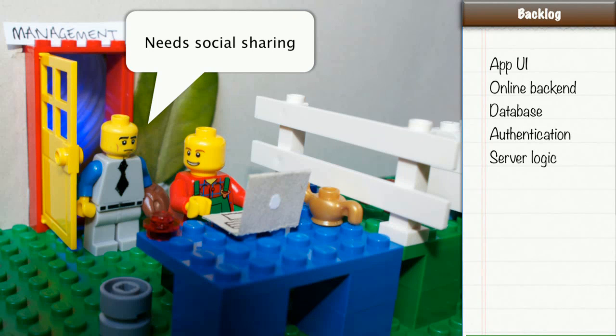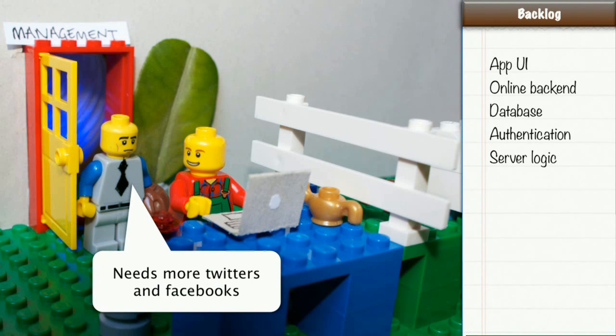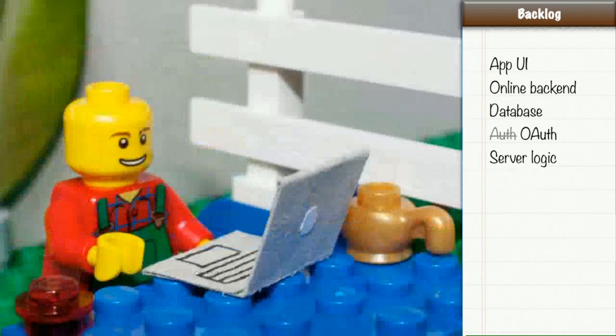And your boss nods and says, yeah, get on it. And then the boss says, what? More Twitters and Facebooks? Oh, okay. Well, I suppose you mean that people should be able to log in with Twitter and Facebook accounts. That means you have to throw out the authentication system you were building and implement a new one with OAuth, which is a lot more complicated, and you've got to read a lot of documentation now. So this is becoming a big job. But you get to work.